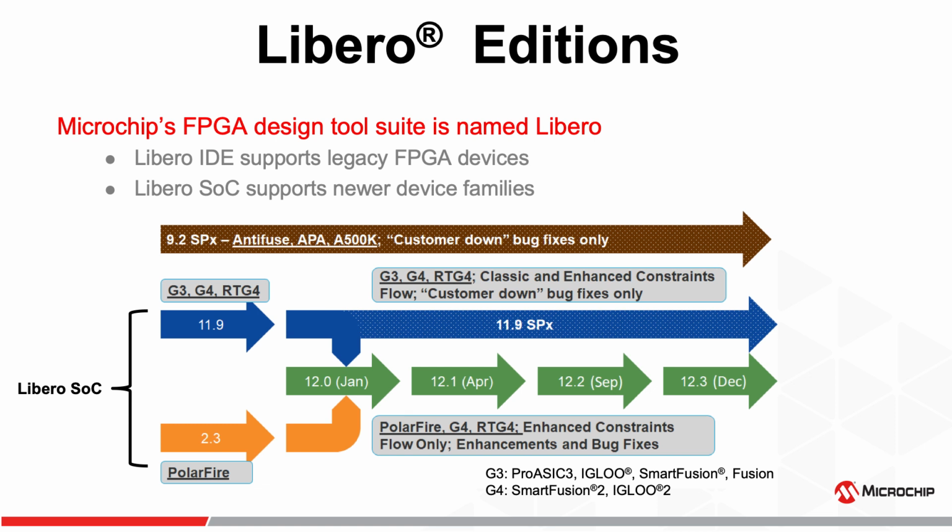The second branch is the 12.x software, which is the green bar. So we have the 12.0, 12.1, 12.2, and we recently released 12.3 software. All the enhancements and the features we introduce in this 12.x software only. And this 12.x supports PolarFire, G4, and RTG4 families.